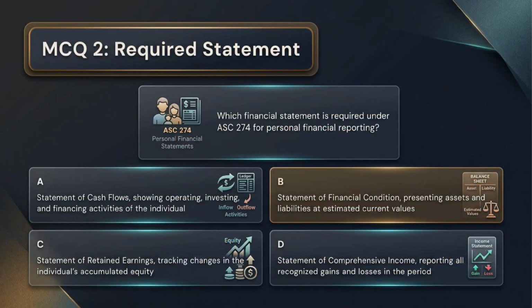For MCQ 2, the key is remembering which statement ASC 274 actually requires. The wrong answers are familiar business statement names, so do not let familiarity pull you away from the personal financial statement model. Ask yourself, under this topic, what is the personal equivalent of the core balance sheet style statement?